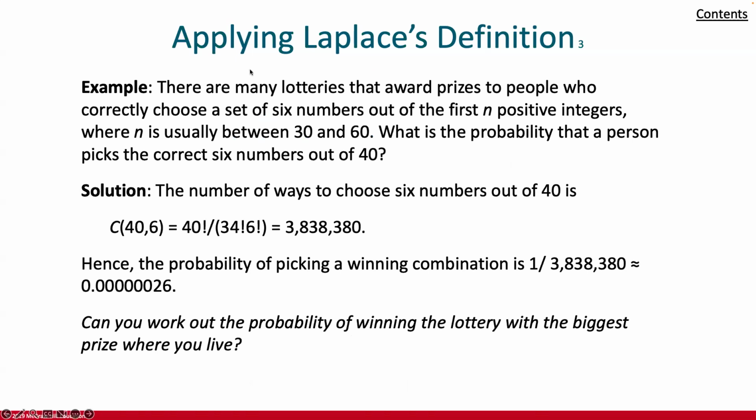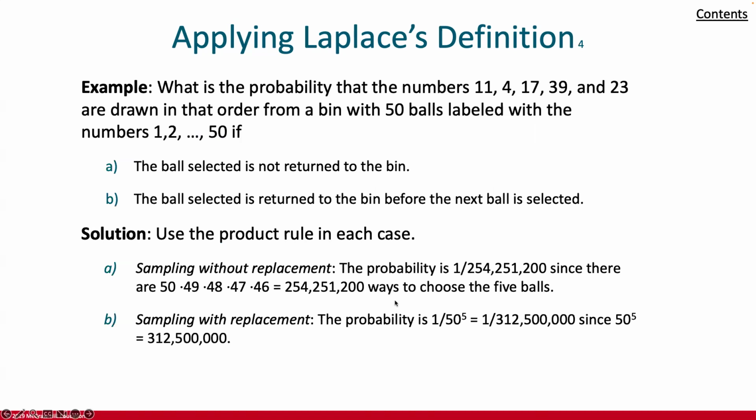In terms of applying Laplace's definition, there are many lotteries that award prizes to people who correctly choose a set of 6 numbers out of the first n positive integers, where n is usually between 30 and 60. What is the probability that a person picks the correct 6 numbers out of 40? You can see this is just astronomically small, and we're looking at combinations here. We can figure that out, and that gives you a sense of what that is. Definitely the people providing the gambling are going to be the ones that make the money, and most of the time other people will not.